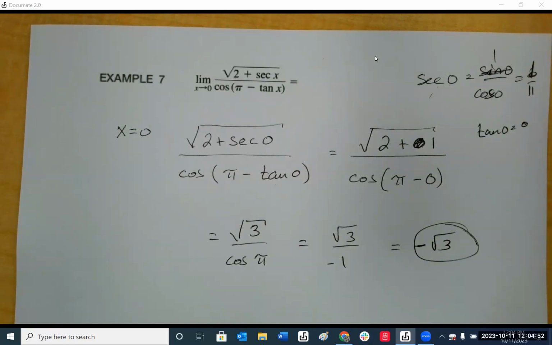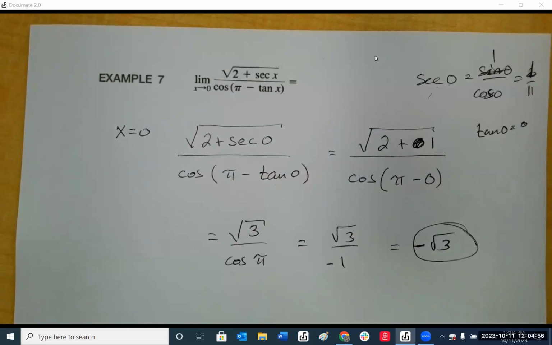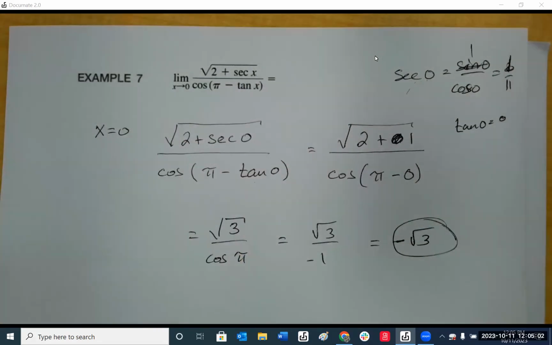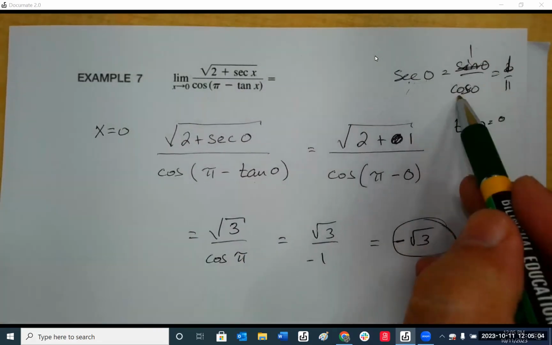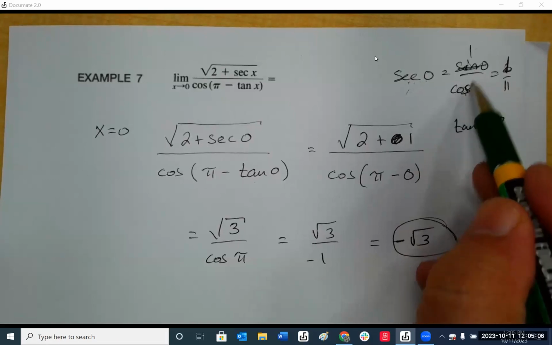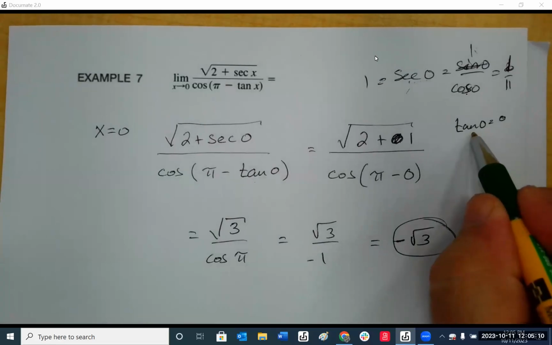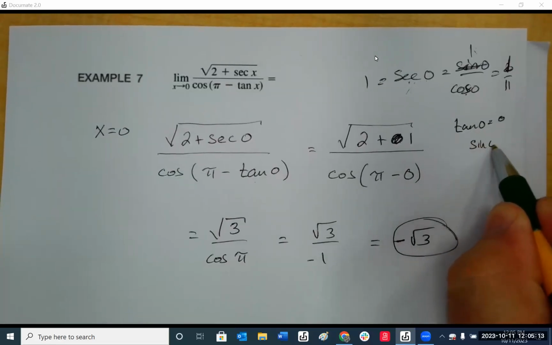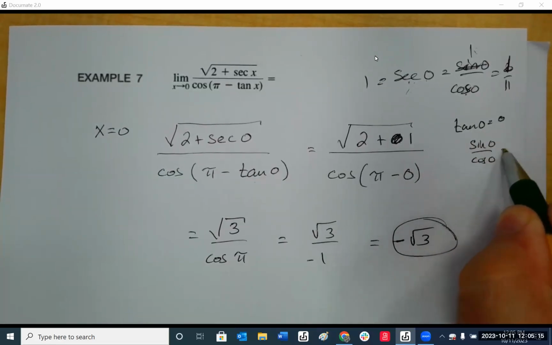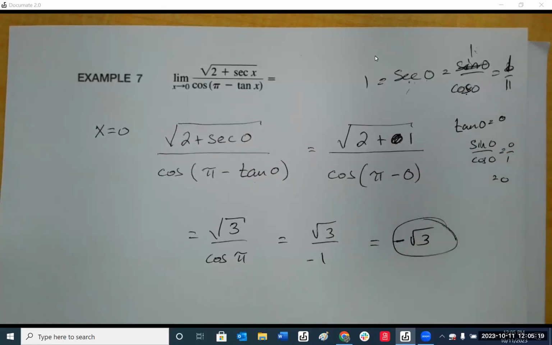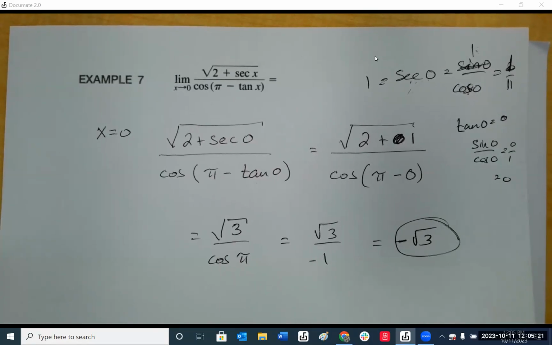So far, so good. Just direct substitution. Plug in 0 in all those places. Secant is 1 over cosine. Cosine at 0 is 1, so we get 1 over 1, so that's 1. Tangent is sine at 0 over cosine at 0. Sine at 0 is 0 over 1, so that's 0. And just plug them in. There you have it.